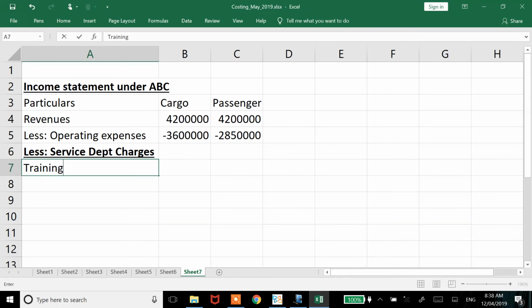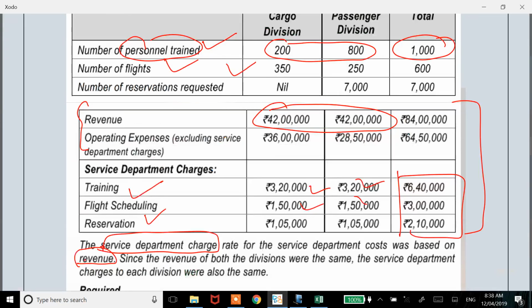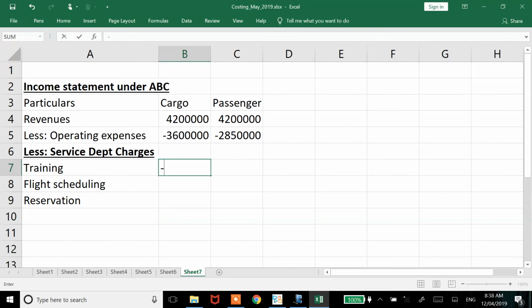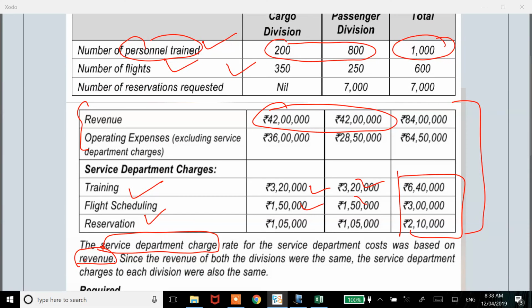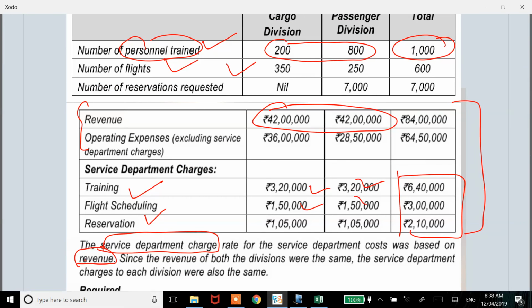This is a very simple question. Training, flight scheduling. If I want, I can do it through those steps also, getting to a cost driver rate, which is going to be a time consuming task. You will end up spending more time. Training, flight scheduling and reservation. Training is 6 lakh 40. What is the ratio? 2 by 10 and 8 by 10. Split in the ratio of number of personnel trained.